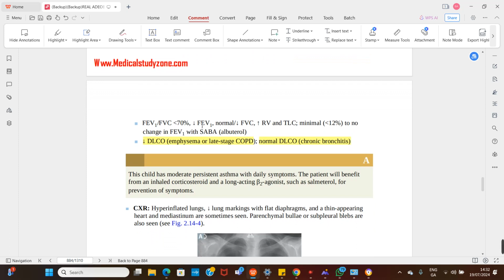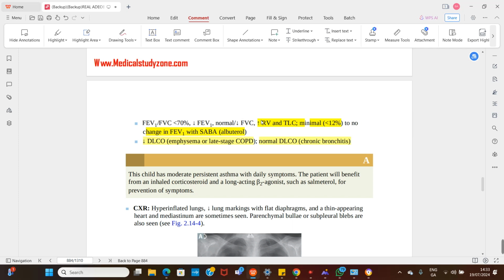We already know the obstructive pattern. FEV1 is less than 80. The FVC can be low or normal. Your residual volume or total lung capacity is usually elevated. And there's a minimal change. They will not tell you there's no change, but the change is minimal because it's less than 12%, or no change in FEV1 when you give your SABA. So don't forget: minimal change or no change in your FEV1 when you give your SABA.